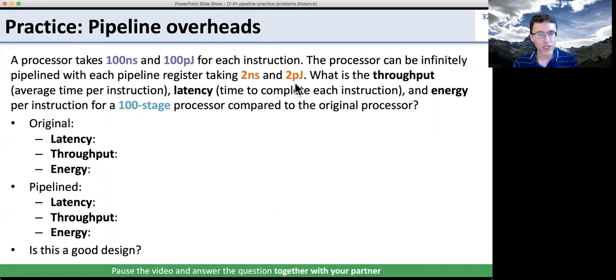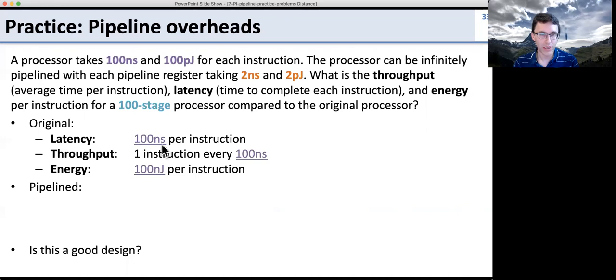So what that means is each time we add a pipeline stage, we're going to have a time overhead and an energy overhead. And so we want to know what the throughput, the time per instruction, the latency, the time to finish each instruction, and the energy for a 100-stage processor is. Okay, let's figure out what the original one is here.